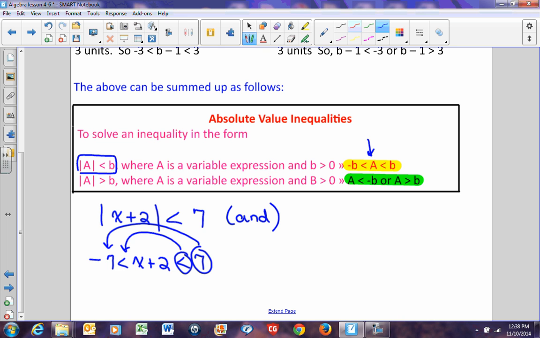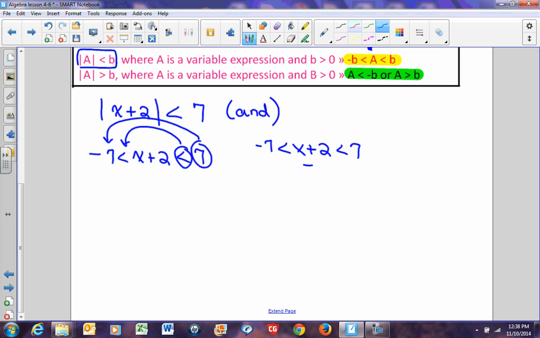So now my inequality looks like this. X plus 2 is less than 7, greater than negative 7. I wrote it just as I saw it. Switched the inequality to the front, switched the number to the front, but made it negative. Now all I need to do is solve this. So if I'm going to solve this, I'm going to subtract 2, subtract 2, subtract 2. Negative 9 is less than x, which is less than 5. So x is between negative 9 and positive 5.